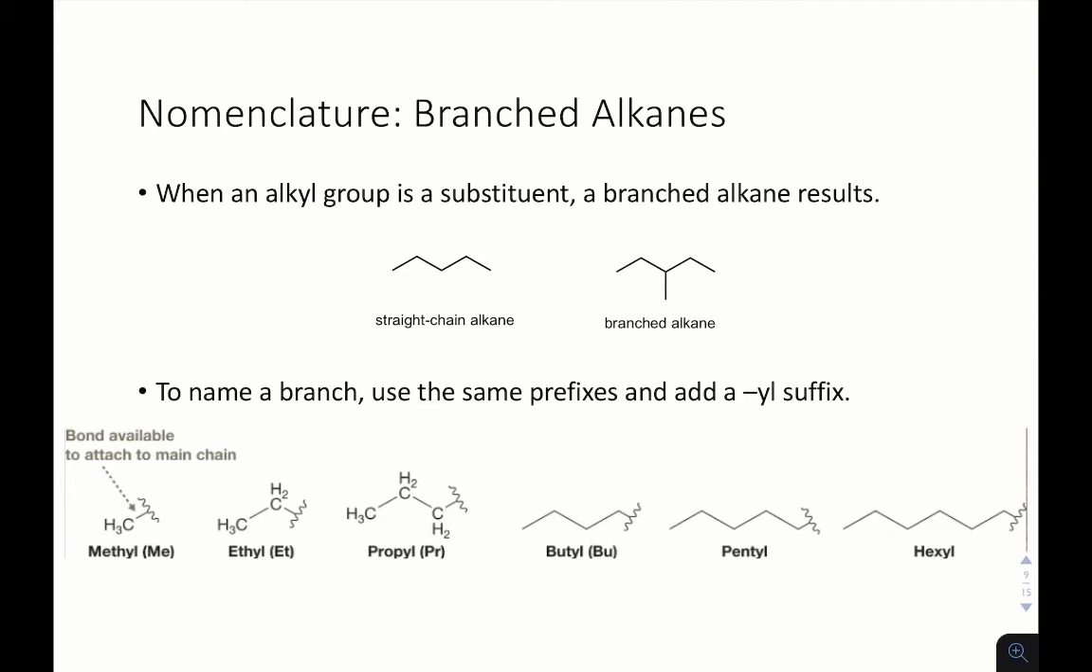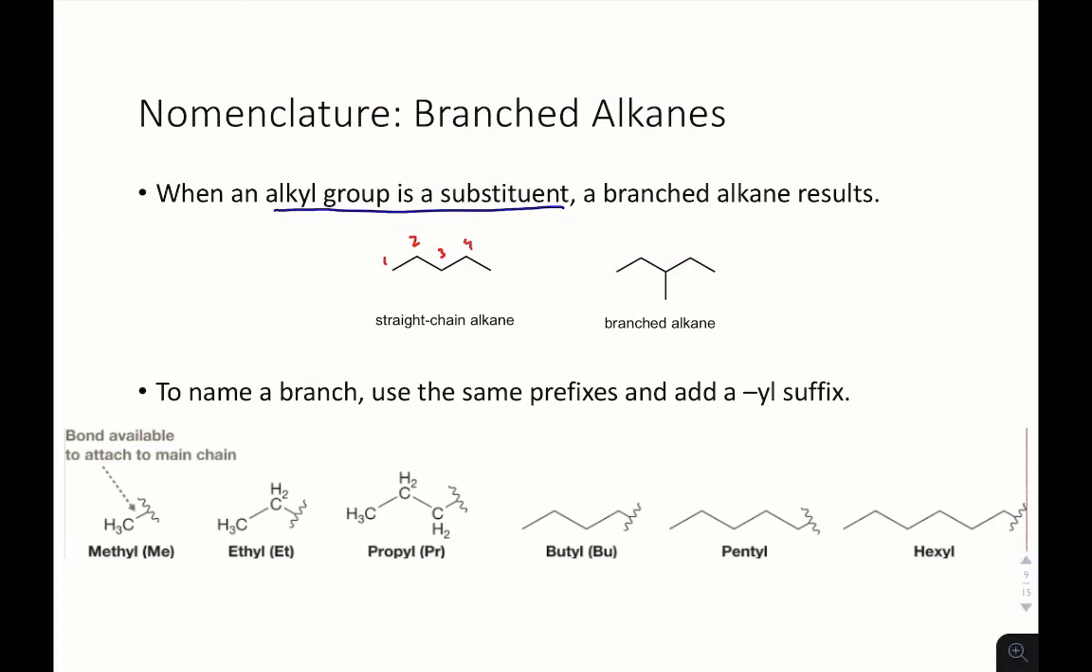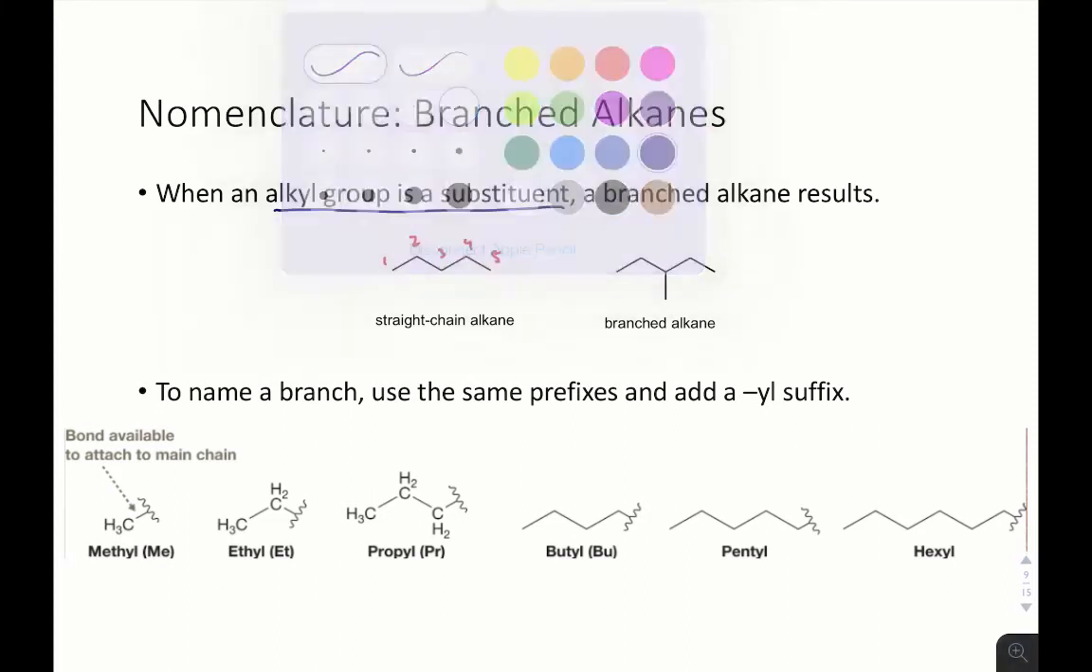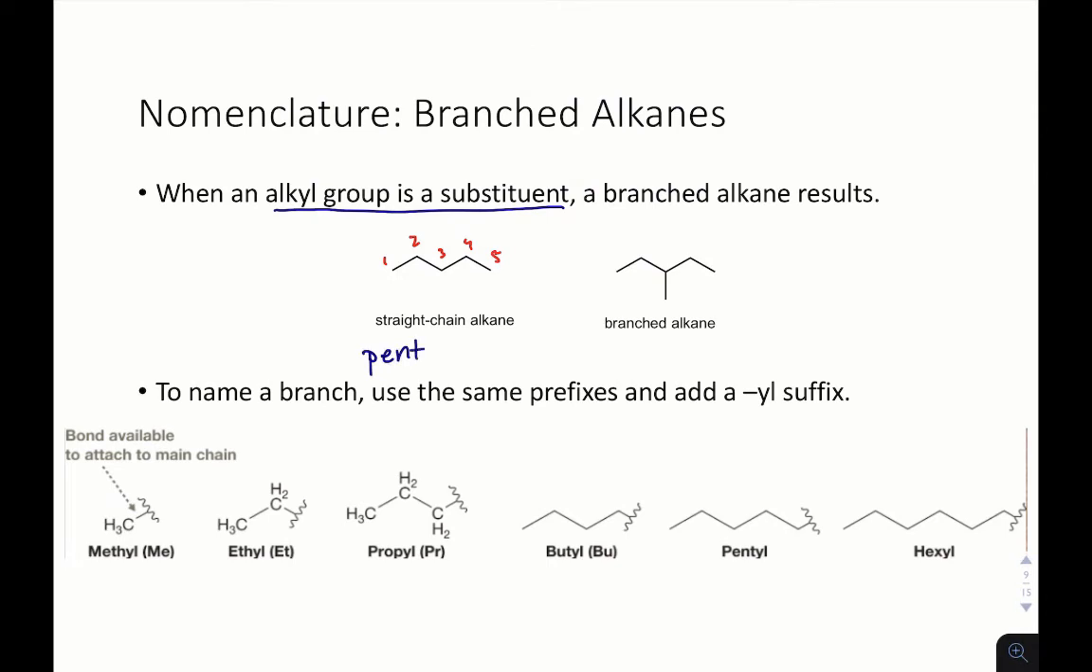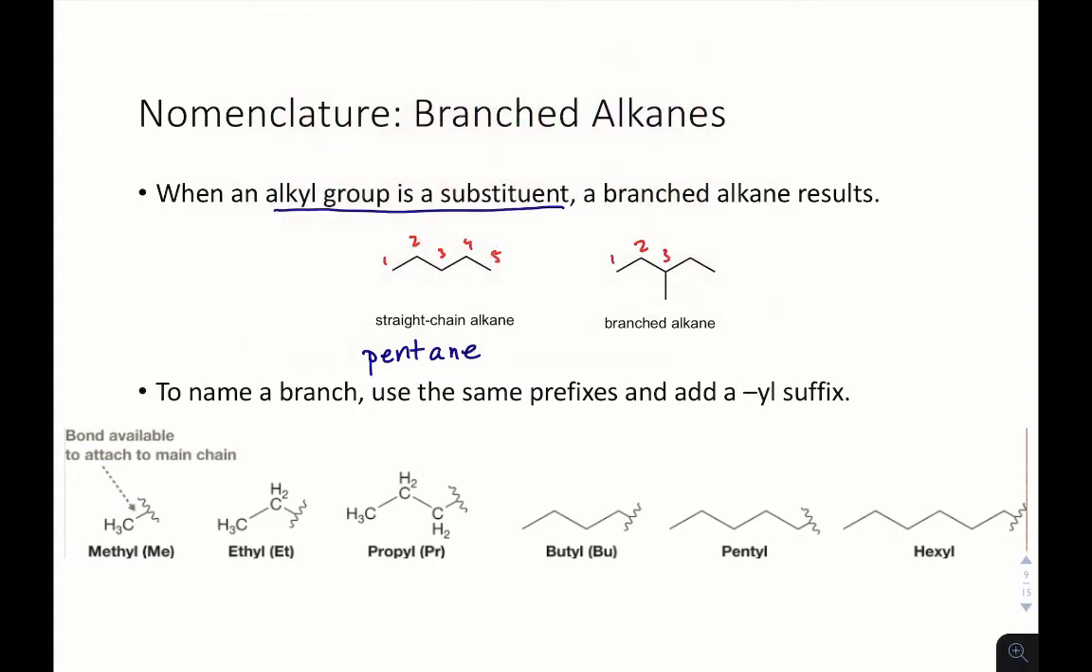Excellent. Let's take it up a notch. We're going to look at branched alkanes. Branched alkanes occur when you have an alkyl group as a substituent. For example, this is an example of a straight-chained alkane. It's pretty simple to name because we can see that there are 5 carbons, 5 has a prefix of pent. There's only single bonds, so pentane. Now, in our second example, we can see that there are still 5 carbons in the parent chain. So we still have a pentane parent chain.